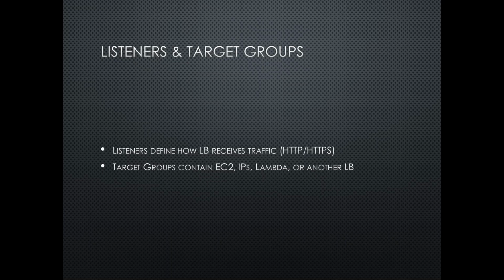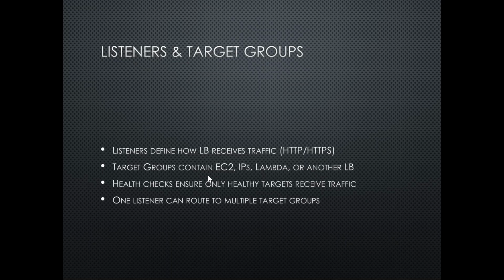A target group is basically the backend endpoints, like EC2, IP addresses, Lambda, Application Load Balancer, Network Load Balancer. Its feature is that it checks health, and only healthy targets receive traffic. Keep in mind, one listener can route to multiple target groups.